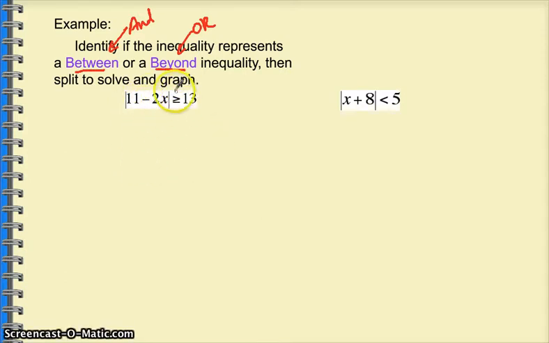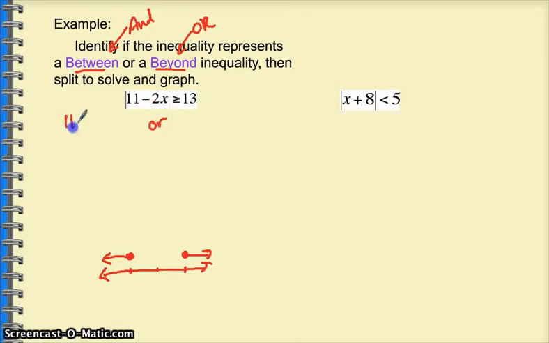The distance being greater than tells me that I want to go beyond. I want some equation where, when I finish my final answers, I'm going to go out from the middle a certain distance or beyond that. And since there's an or equal to, I can actually fill in my graph to show that I'm going to be two solid dots, and again I'm going to be beyond. So now let's go ahead and split and solve. Since we know it's beyond, I'm going to put or in between.